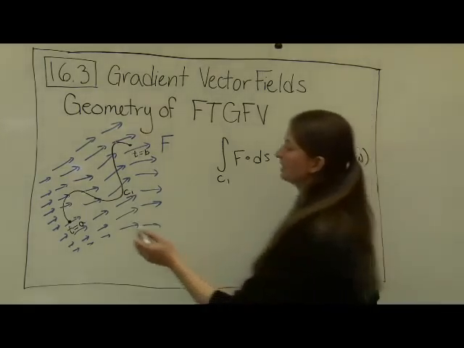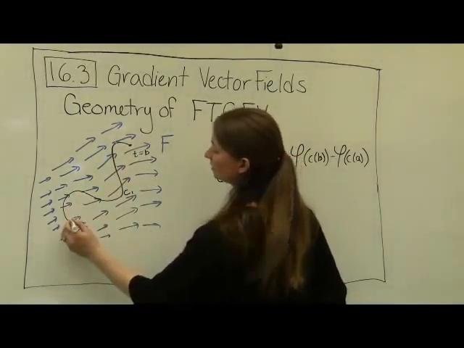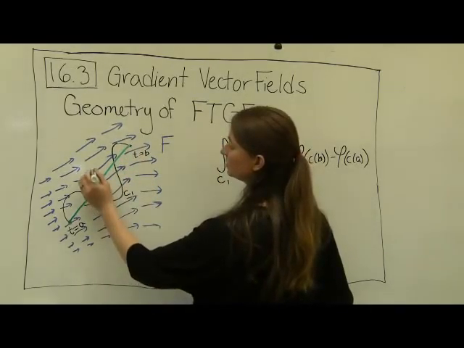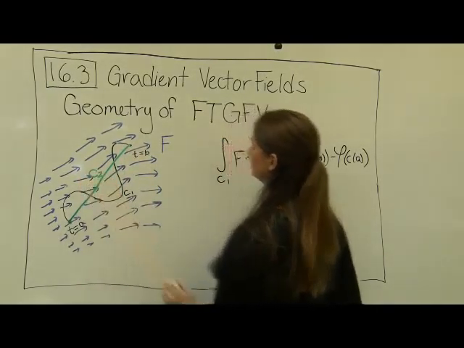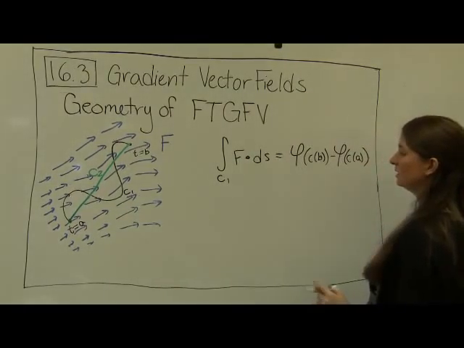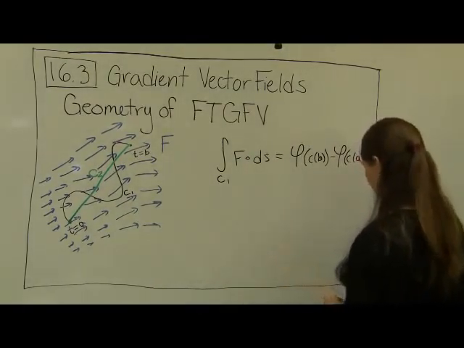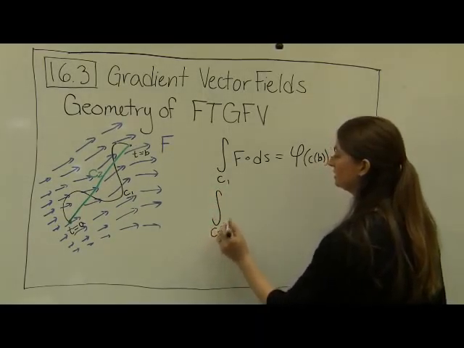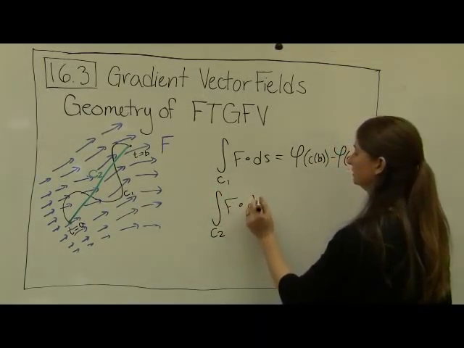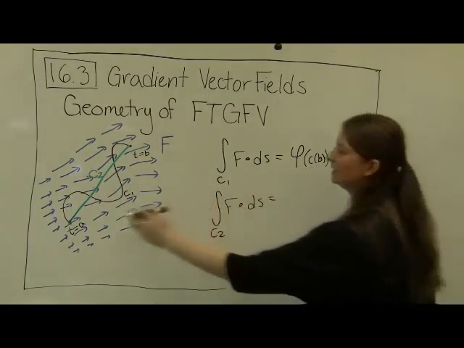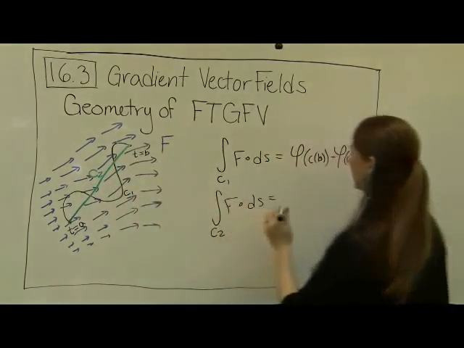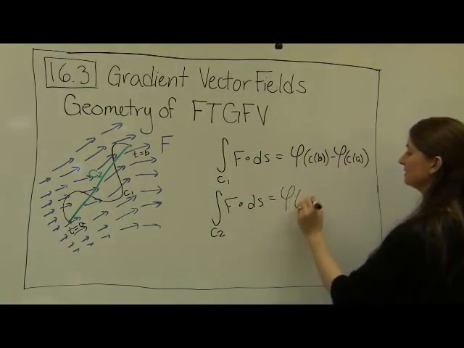Let's say I have a different path. Instead of taking this long squiggly route, let's say that I just took some straight line route, and let's call that path c2. Well, we also know that the line integral over c2 of f is going to be exactly, because it is just a gradient vector field, it didn't matter what the path looked like, I can do the exact same thing.